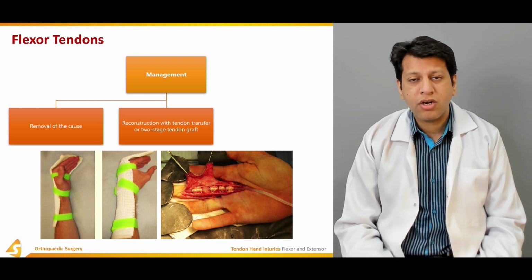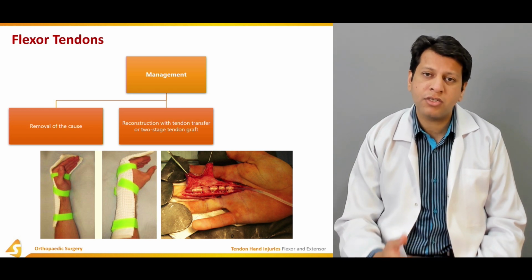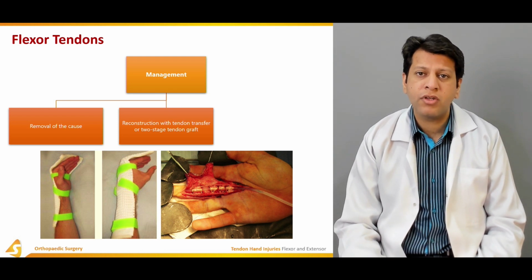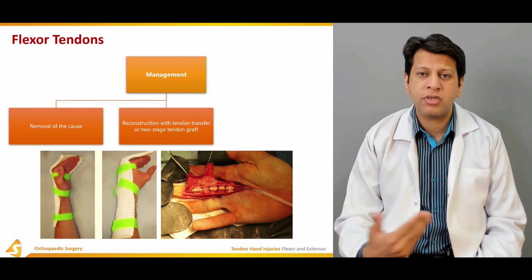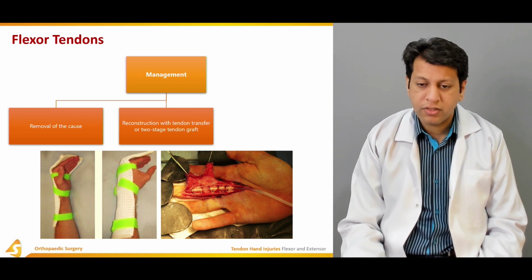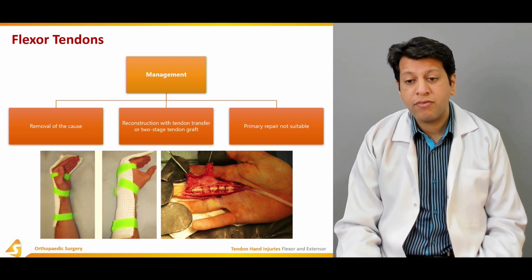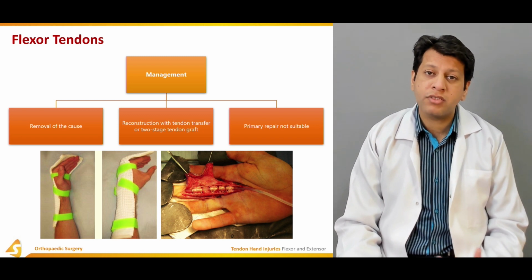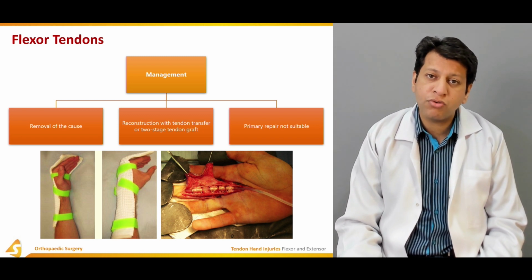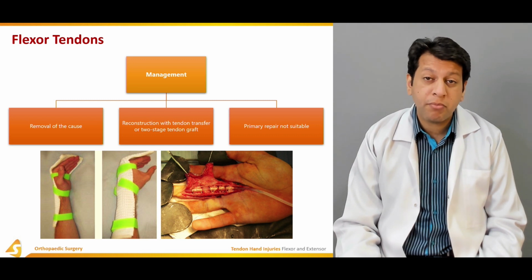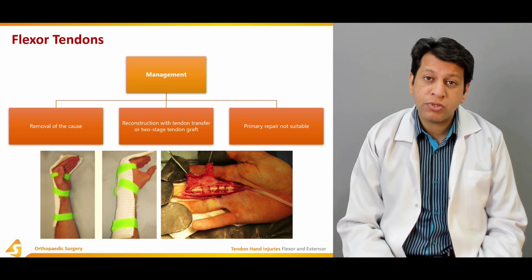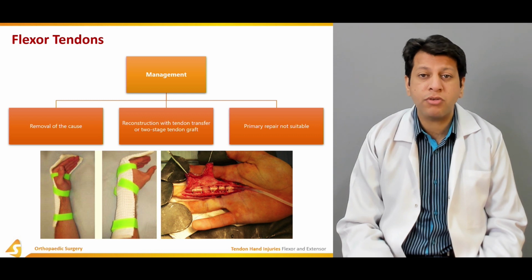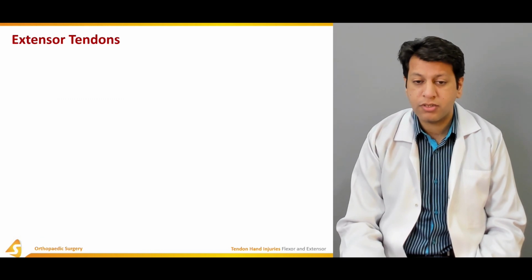Or the second option is simply to go for a tendon transfer: if the flexor tendon is injured, use an extensor tendon in place of the flexor tendon, so that the function can be achieved. But either way, you have to go for some kind of delayed reconstruction or two-stage reconstruction. Primary repair, like end-to-end anastomosis of the tendon, is usually not suitable and does not yield very good results.